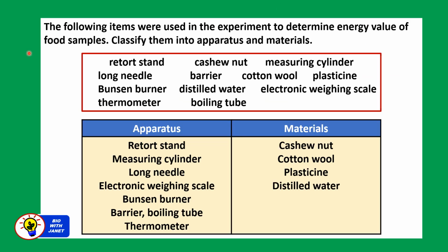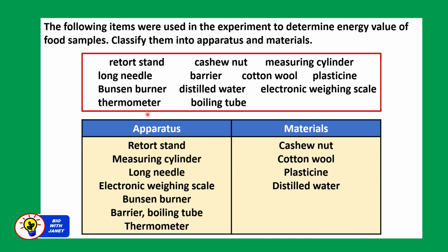Okay, the following items are used in the experiment to determine the energy value of food samples. Classify them into apparatus and materials. Okay, so this is an old question from the exams before that, and here we have to be able to classify the items as either materials or apparatus.